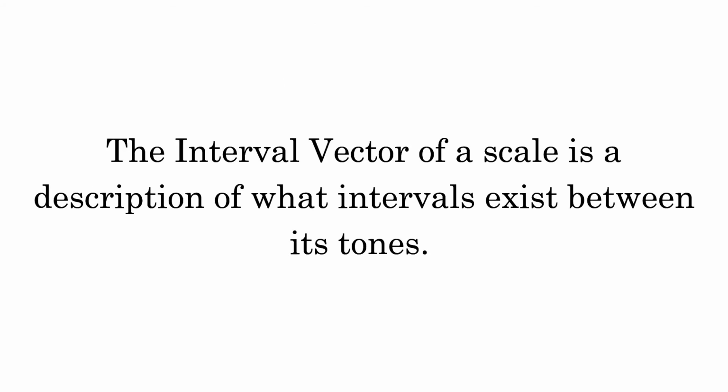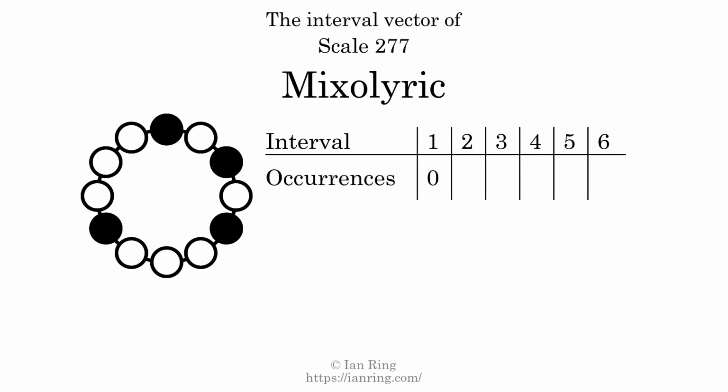The interval vector of a scale is a description of what intervals exist between its tones. There are no intervals with the size of 1 semitone. There are 2 intervals with the size of 2 semitones. They are here, and here. There are no intervals with the size of 3 semitones. There are 3 intervals with the size of 4 semitones. They are here, here, and here.